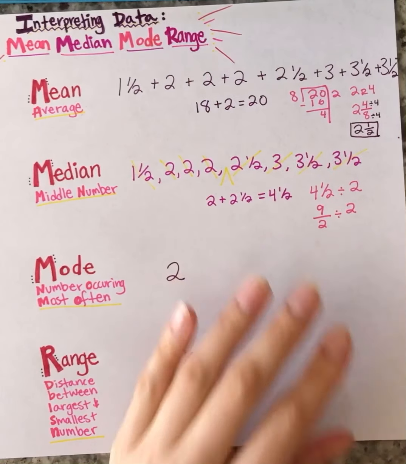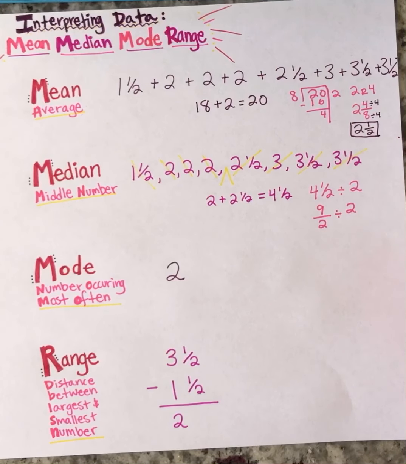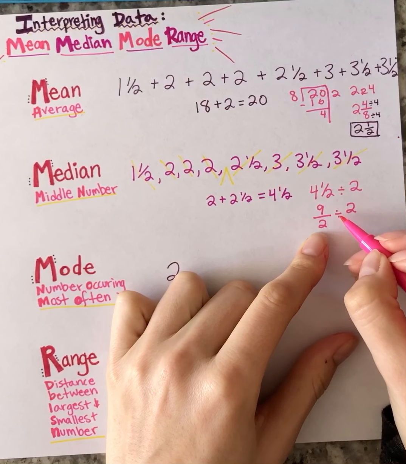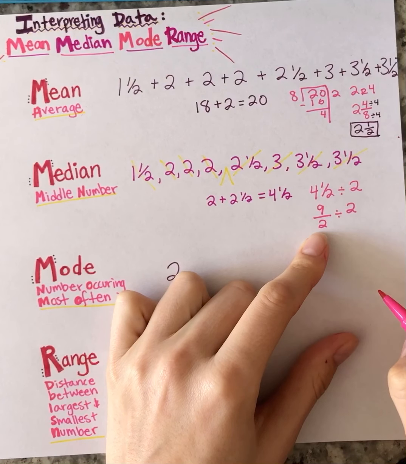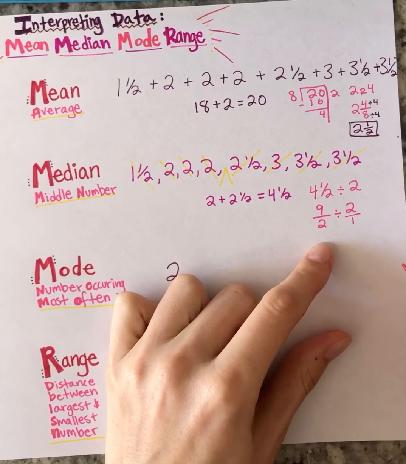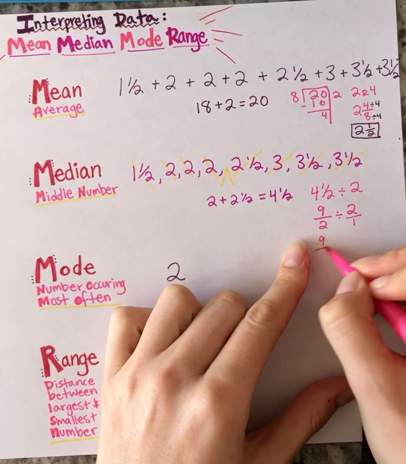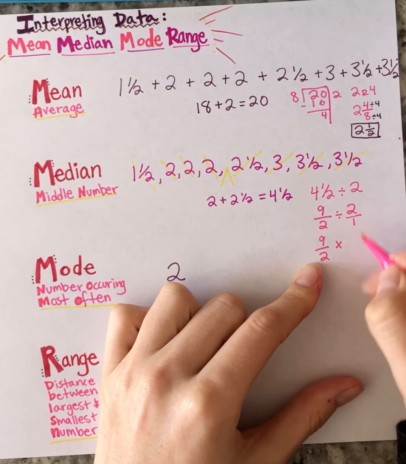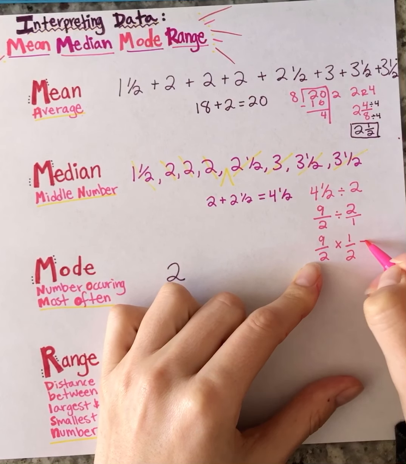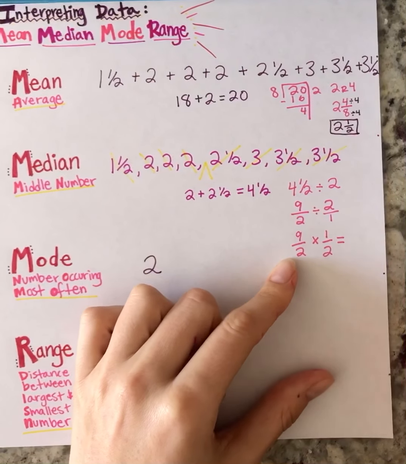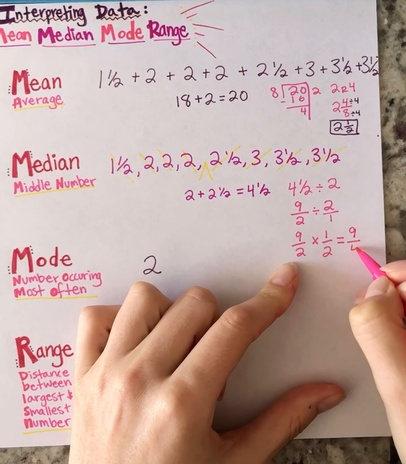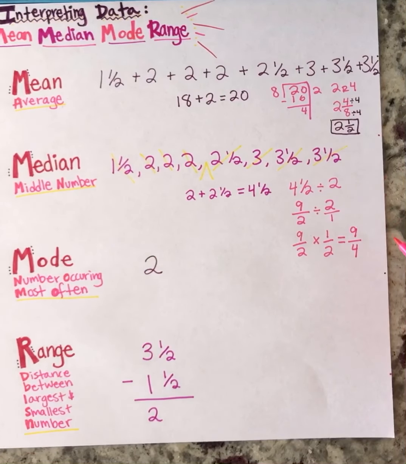Now, in order to use the reciprocal, we keep, switch, and flip. So we'll keep our 9 halves. We'll switch the symbol to multiplication and flip 2. 2 over 1 is the same, so 2 over 1. So our new problem will be keep 9 halves, switch, multiply, and flip. 2 over 1 becomes 1/2. And then we just multiply across. 9 times 1 is 9. 2 times 2 is 4. And that is our answer.